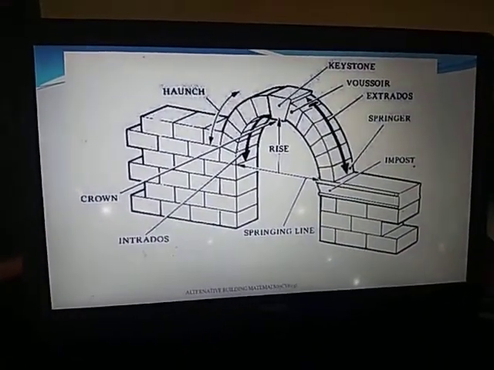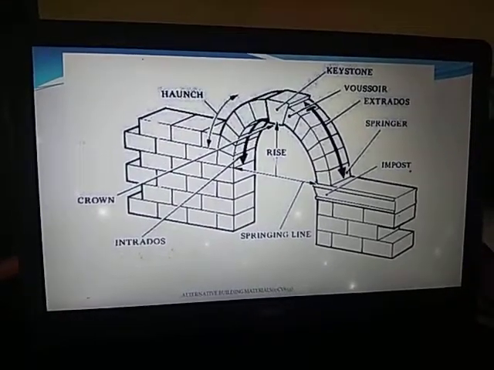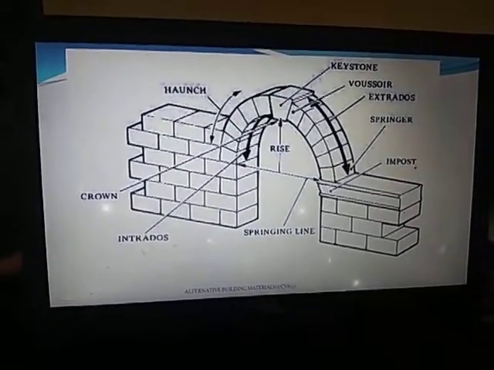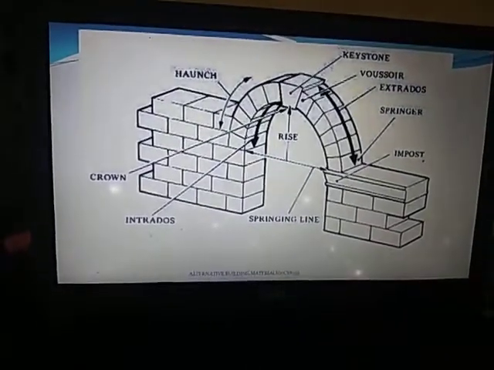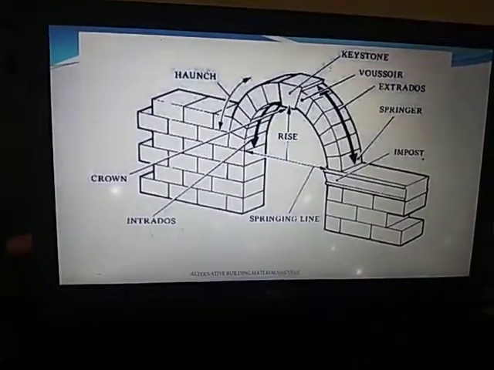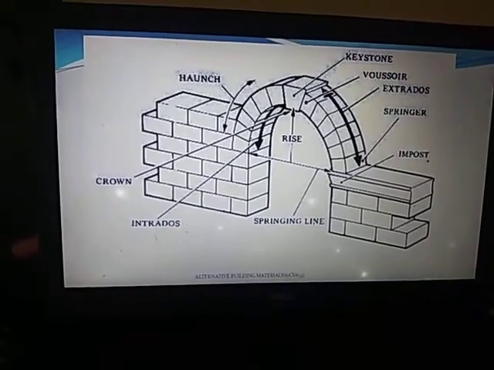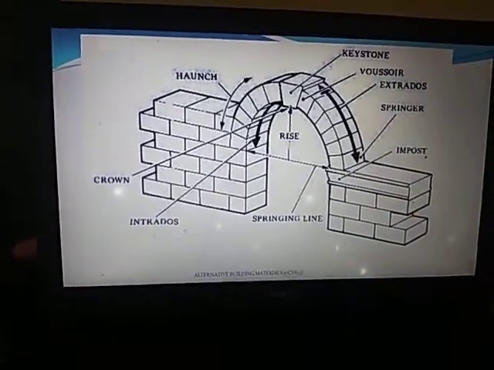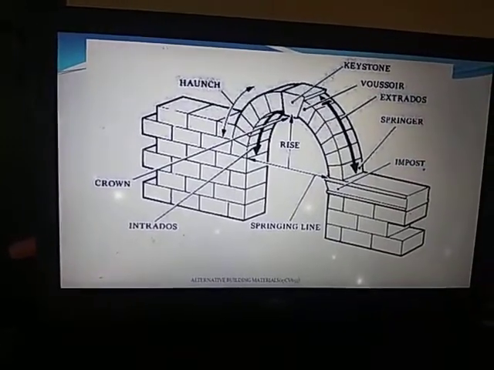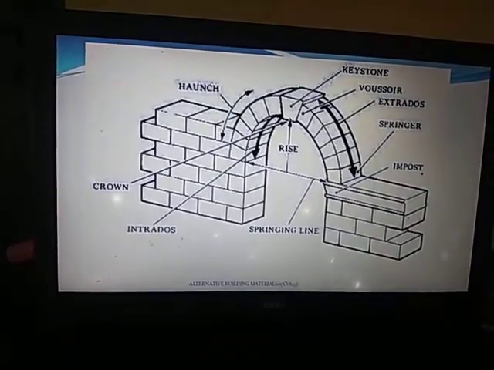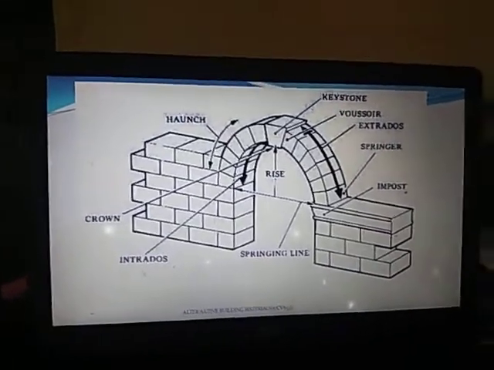Next, haunch. Haunch is a curve shaped as shown in the figure. Imposed, that is, the abutment is provided between the two arches, so we have to provide the imposed at the top of the abutment or support. So these are the important elements of the arch.